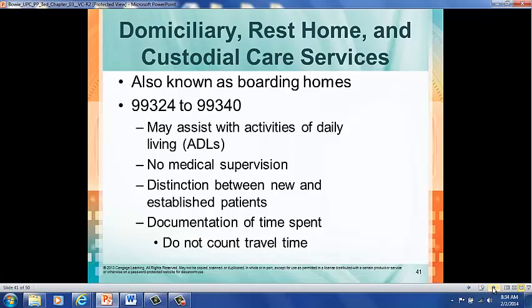This subcategory of CPT is divided into services provided to new and established patients. Approximate time spent with the patient is given for these codes, so documentation of time spent can be used as an element in code selection. Time is not considered a key factor. Travel time is not considered a billable service.